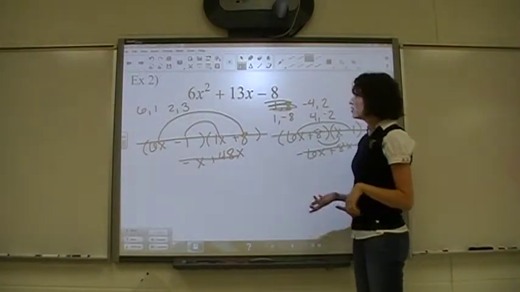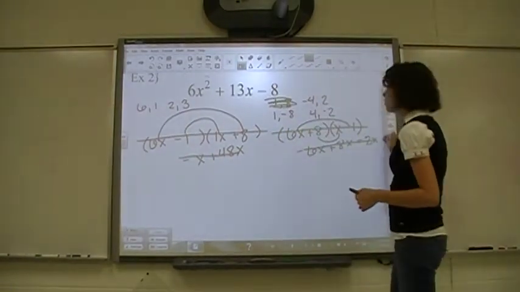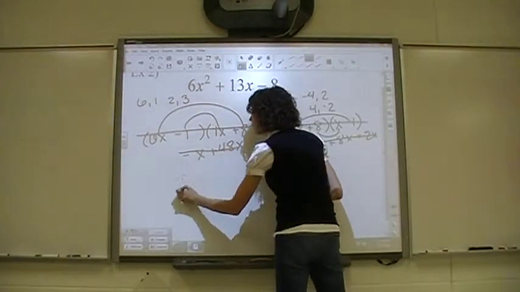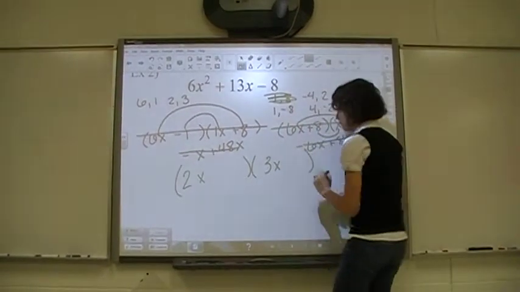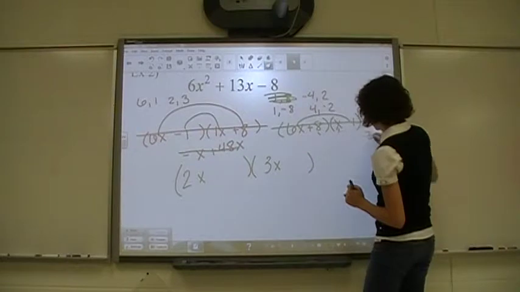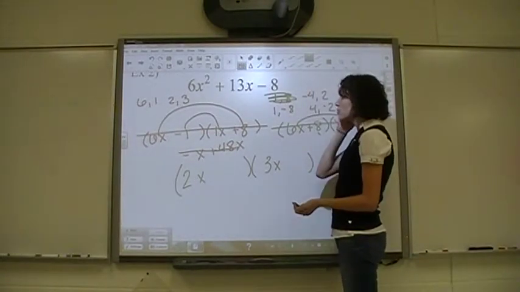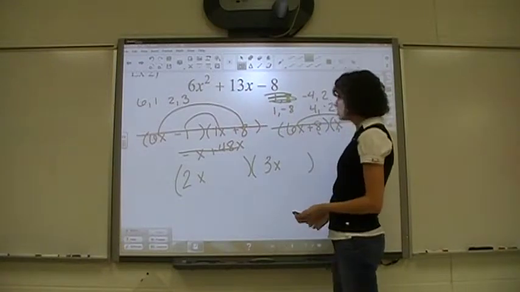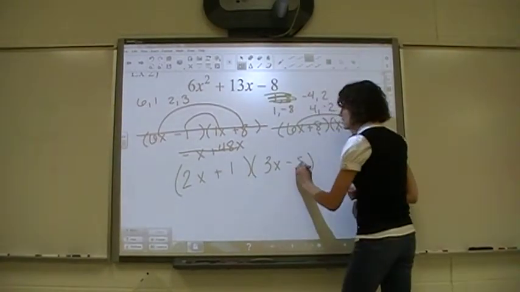All right, so let's go ahead and maybe try 2 and 3 with one of these. So let's try 2x and 3x, and we're going to want to get up to 13x. Let's go ahead and try this next one. We could have a +1 and a -8.